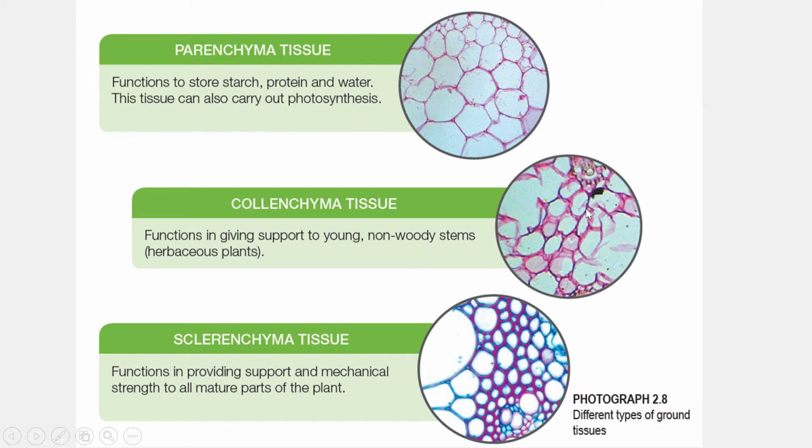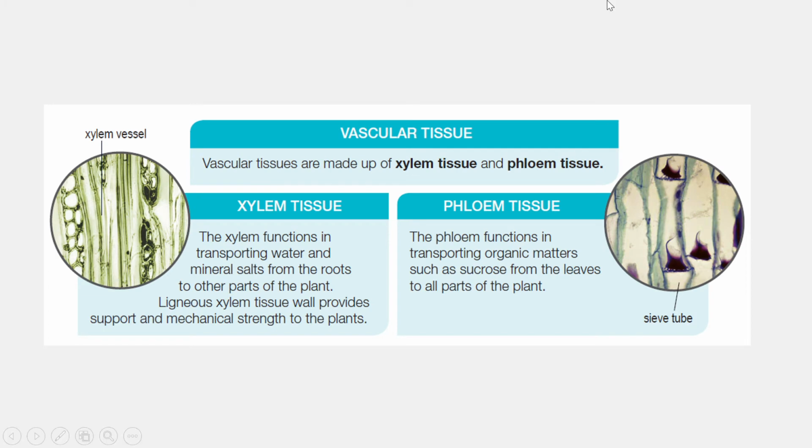For collenchymal tissue, okay, for giving support, okay, to herbaceous plants. And sclerenchymal tissue ini also for support, mechanical strength to all mature parts of the plants. So the three types of ground tissues. Okay, seterusnya vascular tissue referring to xylem and also phloem.